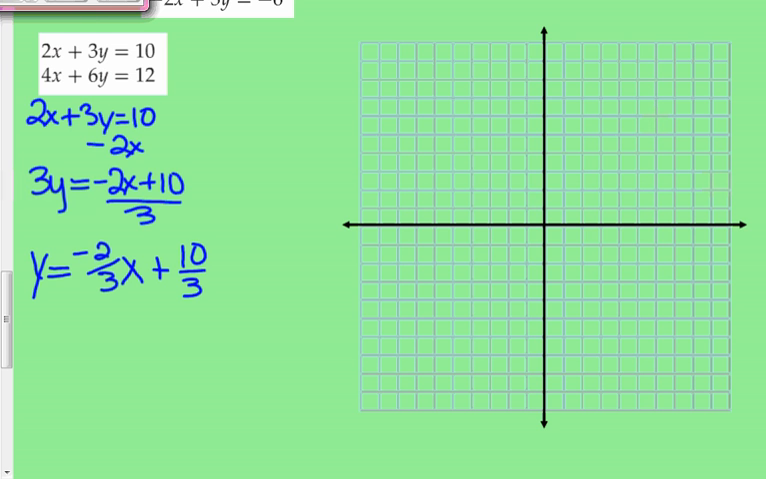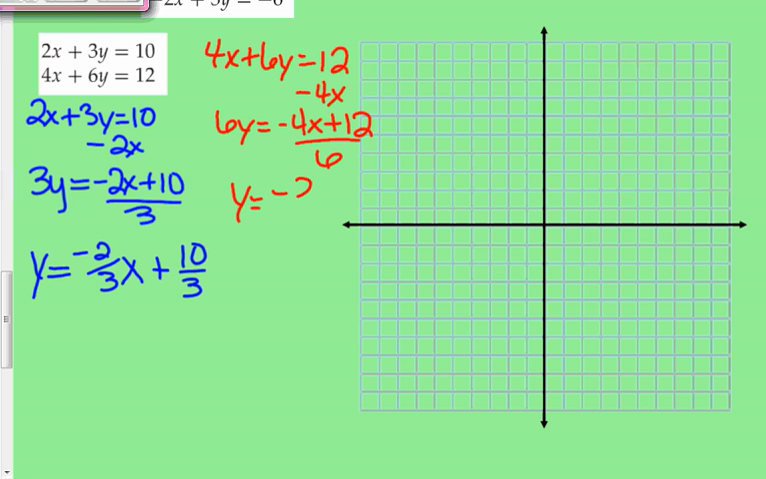Then let's do the second one now. 4x plus 6y equals 12. Subtract our 4x, get 6y equals negative 4x plus 12. Divide by 6. We'll end up with y equals a negative, simplify your slope, 2/3 x, and then plus 2.